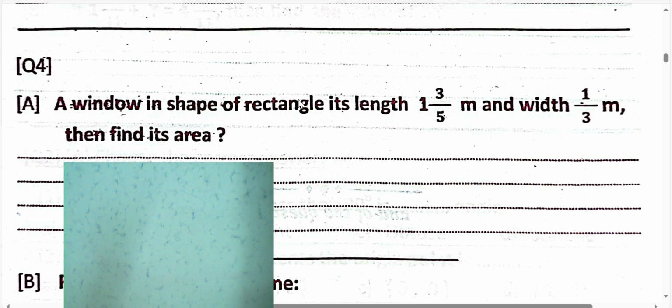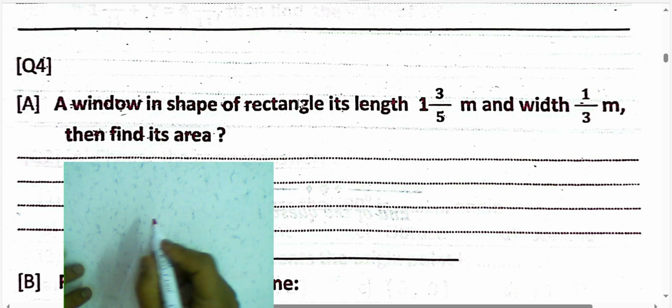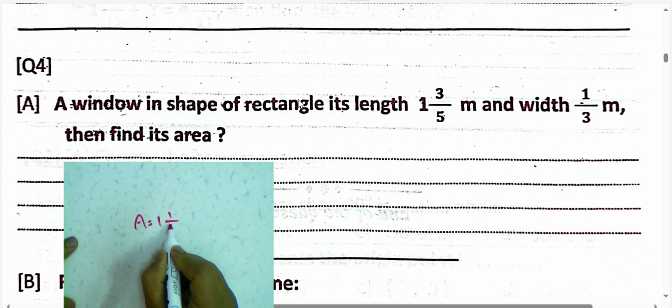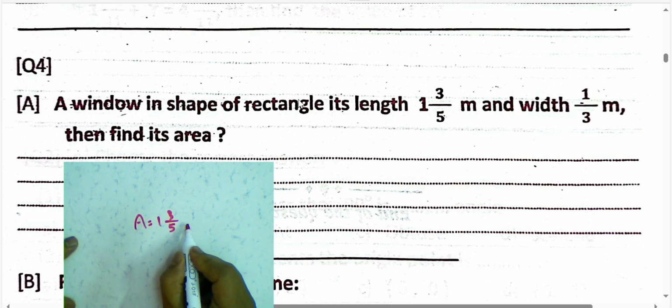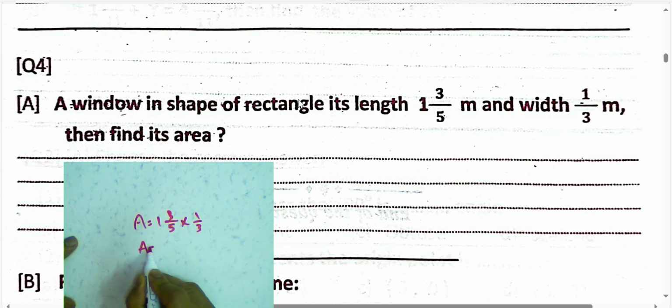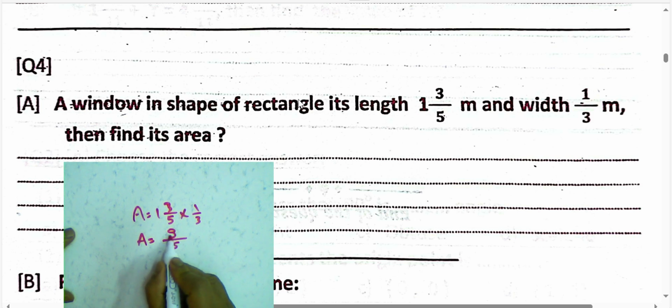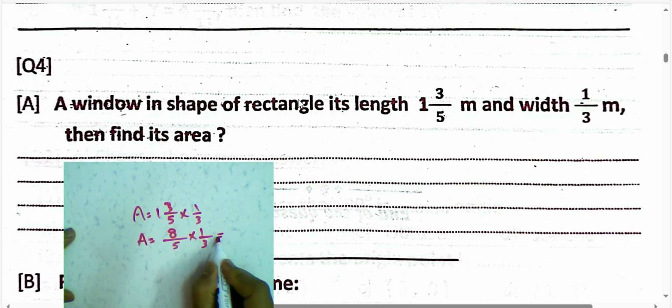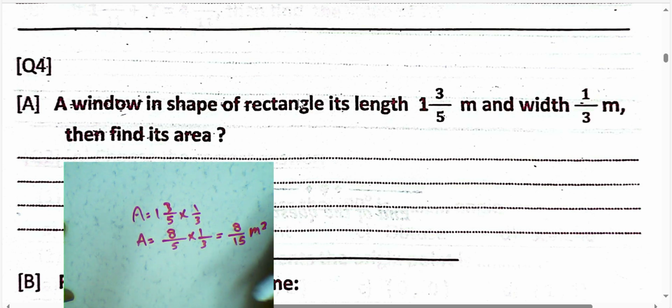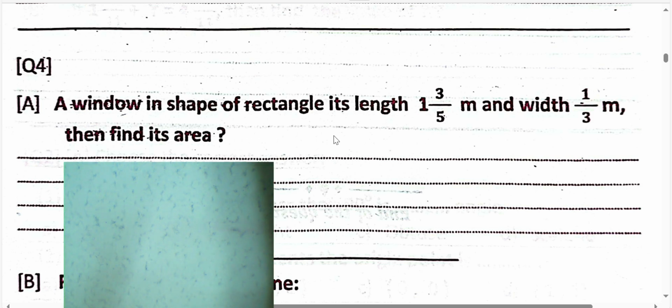This is the area, sorry, the area again. The area equals 1 and 3 over 5 times one third. Okay, I will solve it again. Write 5 in the denominator, and 5 times 1, 5 plus 3 equals 8, times 1 over 3. 1 times 8 equals 8, and 3 times 5 equals 15. Then the result will be 8 over 15 square meter. It's the area. Next question.